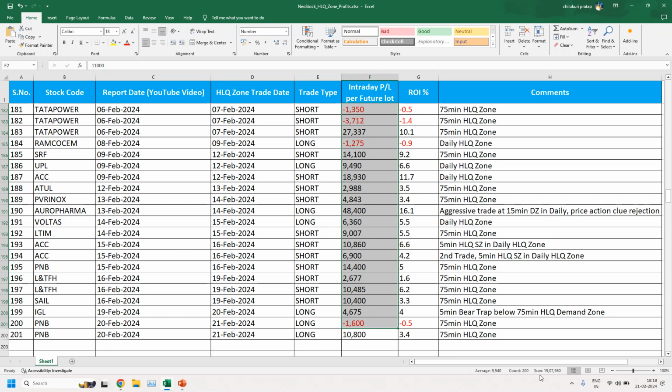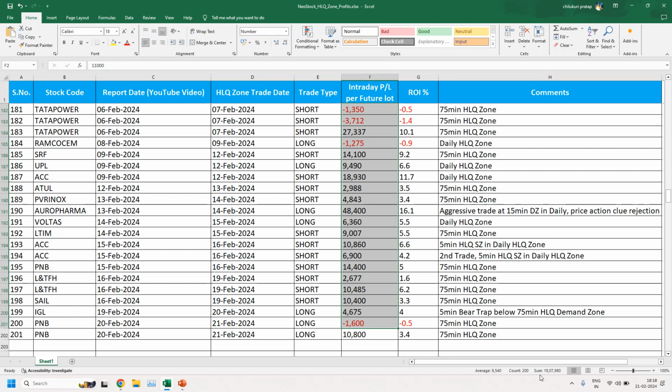If in the last 4 months you would have taken trades in all these 200 stocks, all the 200 trades, you would have got 19 lakhs profit. But your investment is only 2 lakhs. But it need not be 2 lakhs always, because sometimes we have seen in a single trading day we got 3 trades. I think the maximum was 3 trades executed.